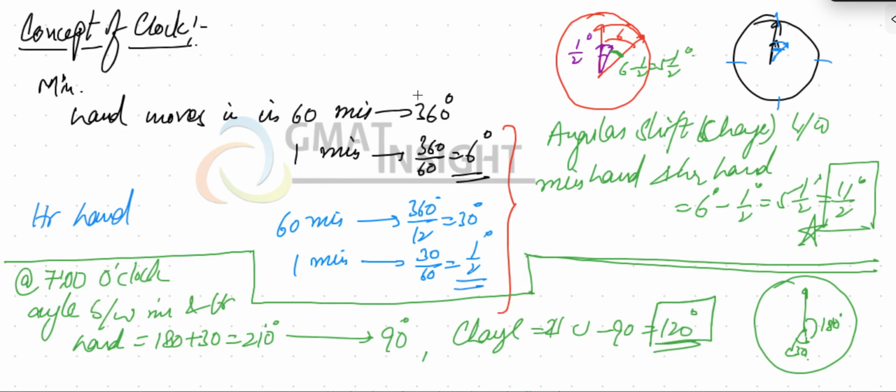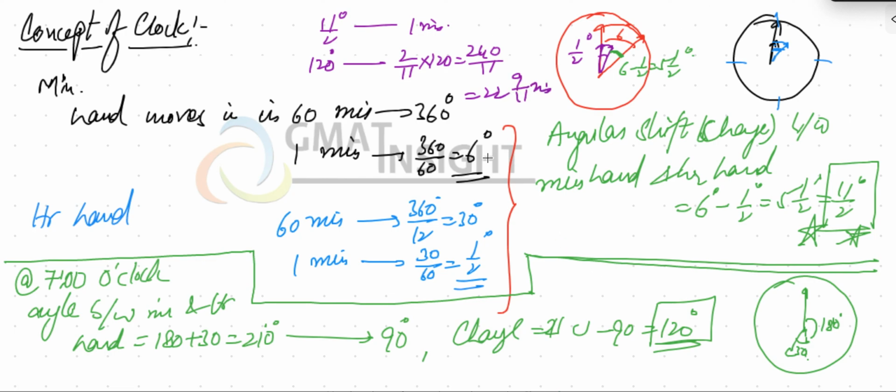Now we are going to make use of this 11 by 2. The angular shift of 11 by 2 degrees is seen in 1 minute. So an angular shift of 120 degrees will be seen in 2 by 11 times 120, which means 240 by 11. That is 22 whole number 9 by 11 minutes. And that's how we can answer this question: 22 whole number 9 by 11.